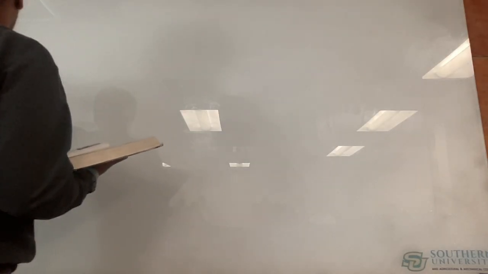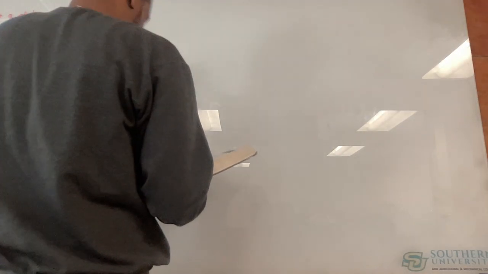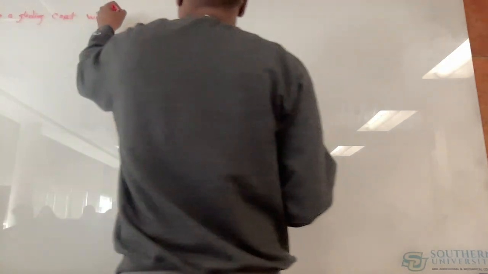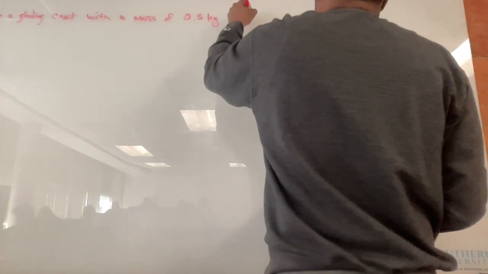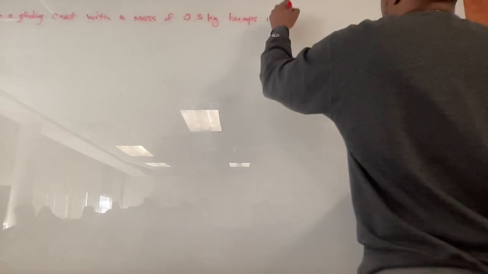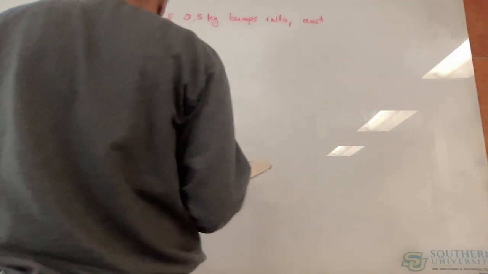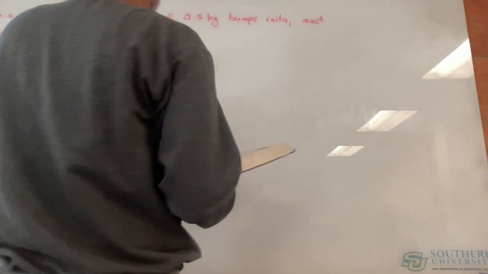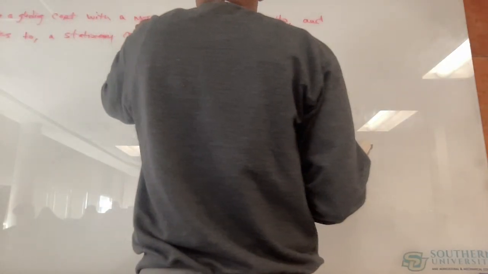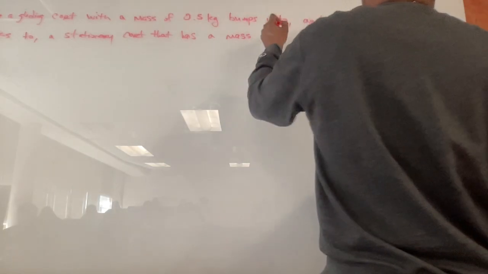All right. Let's say, suppose a gliding cart with a mass of 0.5 kg bumps into and sticks to a stationary cart that has a mass of 1.5 kg.